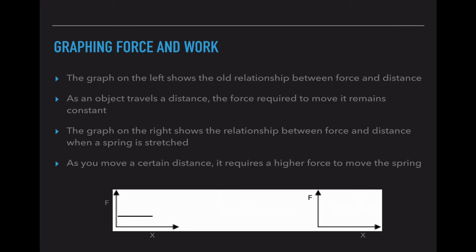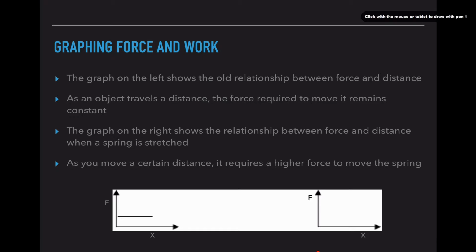So we're going to use graphs in order to look at spring constants and restoring forces. The graph on the left shows the old relationship between force and distance. The force stayed the same as the distance increased. So if you pushed a broken down car on the road, you were pushing with a constant force at every second. As the object travels the distance, the force required to move it stays the same. So down here, as distance increases, the force stays constant. It's not changing. The graph on the right is going to show the relationship between the force and the distance when a spring is stretched.